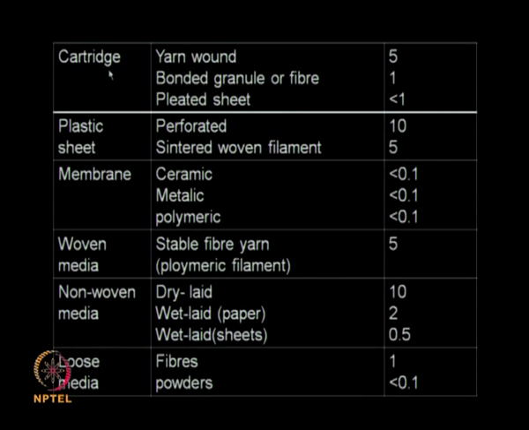Going further, cartridges, we have different types of cartridges. We can have ceramic material, solid metal, plastic sheets, membranes. Again membranes, you can have polymeric membranes, metal, ceramics. When you talk about membranes, the particle size that can be filtered becomes very small. We can go down to 0.1 micron or even less than 0.1 micron. Then if you look at woven media like fiber yarns, polymeric fiber yarns, they can capture only about 5 micron sized particles. Then non-woven material like papers or sheets, then loose media like fibers and powders.